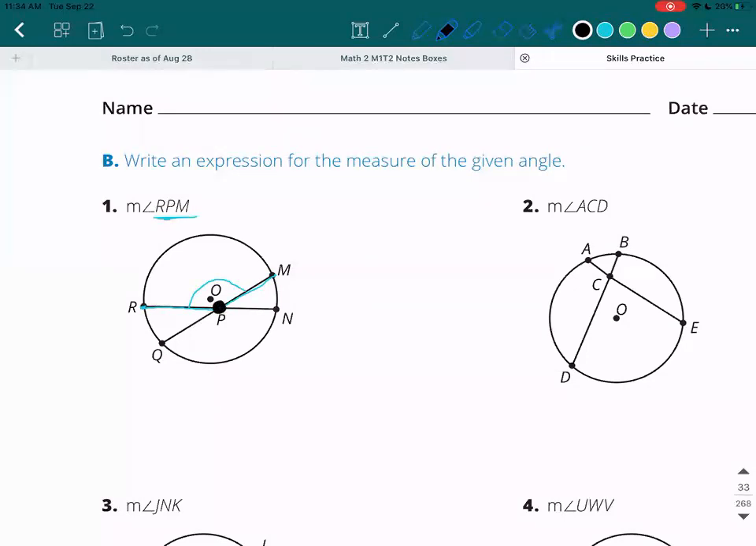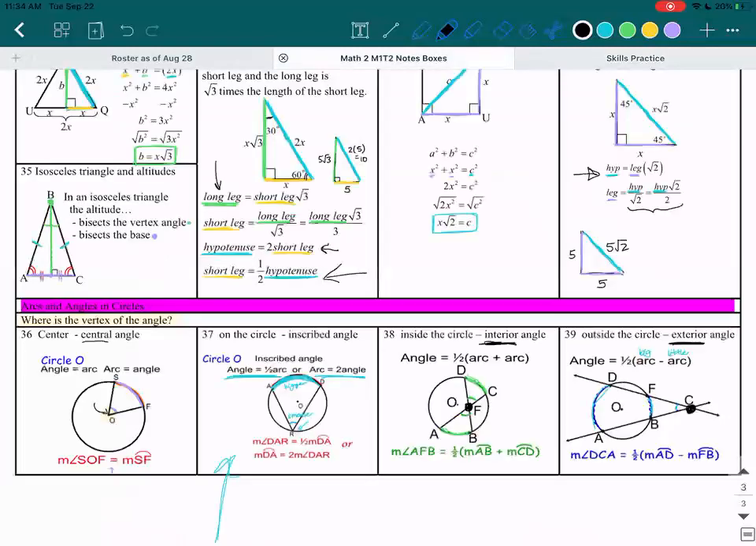Inside. So we have an interior angle. Okay, and so let's go take a look at our notes to see what the equation is for the interior angle. Interior angle is over here on our notes. And so we have that the angle is equal to half arc plus arc. Okay, so half arc plus arc. That's what we're going to write essentially.